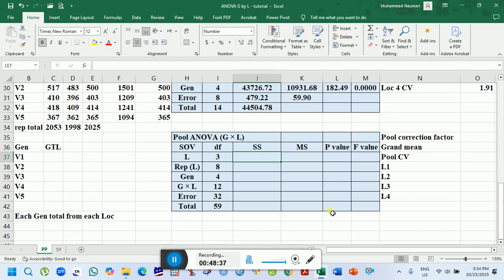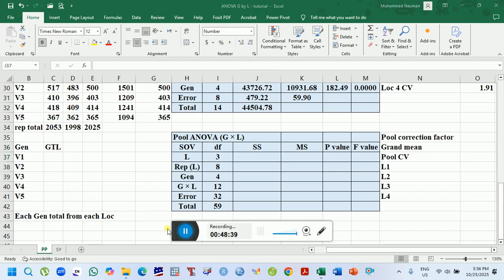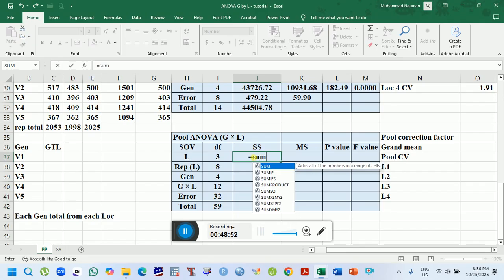Now we will calculate the location sum of square. Here is the formula: sum of square. Before we calculate the sum of square, we will calculate the pooled correction factor.